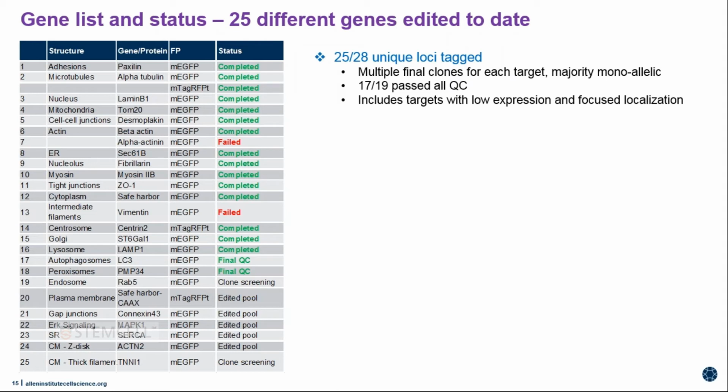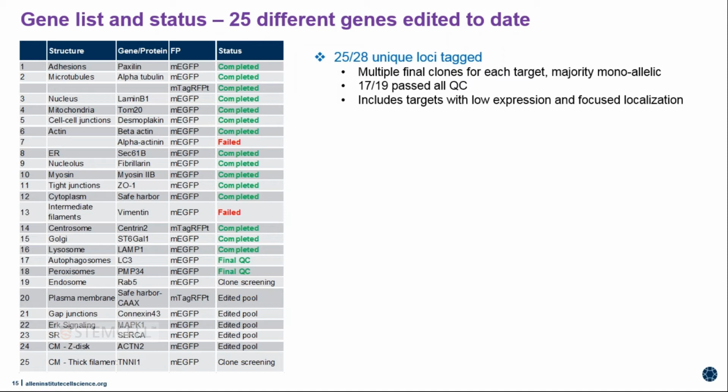So this is the list. This is more of the current list. So we have about 25 structures we have tagged to date. On the left is the structure, in the middle is the gene we are tagging, and then the FP and our status. This is very much a pipeline. So we've tried to tag about 28 structures. 25 have been successful. 17 out of the 19 that we've looked at so far have passed. This guy failed because of karyotypic abnormalities. So we dropped that one. Luckily, we had another gene for that structure.